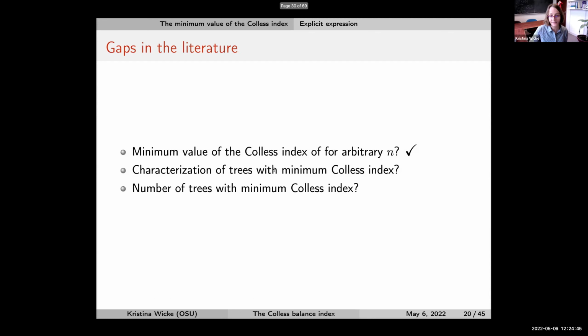Okay, so with that, we could fill in the first gap in the literature. We could give a closed expression for the minimum value of the Colless index for arbitrary n. So then the question is, of course, how can we also tell something about the trees that achieve this minimum value? Is there always one tree? Are there several trees with minimum Colless index? And what do these trees look like?